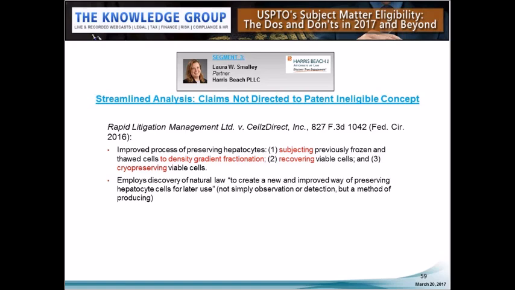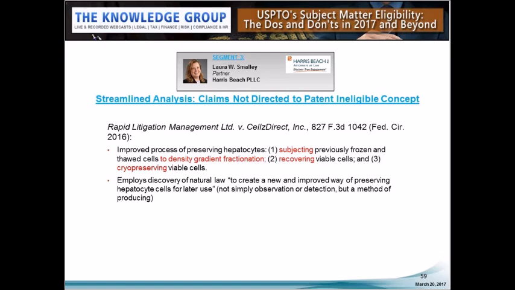The Federal Circuit here held that the claims were not directed to the natural law. They were instead directed to a new and useful laboratory technique for preserving hepatocytes. The claims did not result in simply an observation or detection of the ability of the cells to survive multiple freeze-thaw cycles.